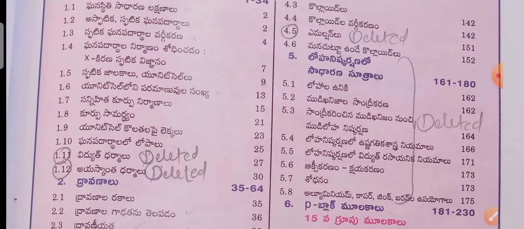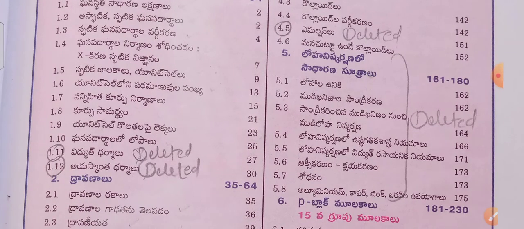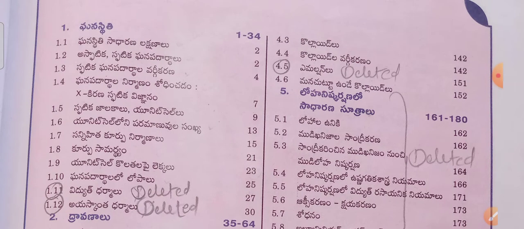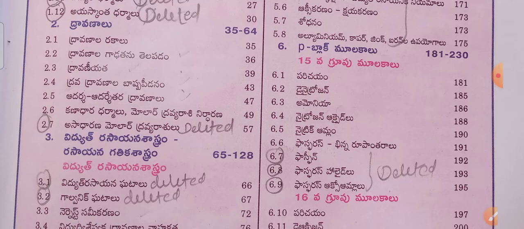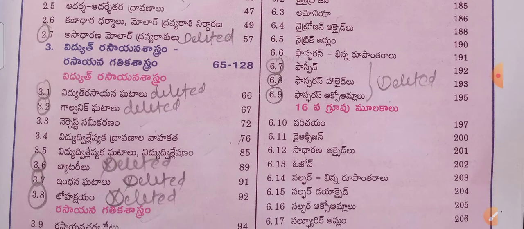Okay, unit 1. In unit 1, 1.11 and 1.12 are deleted. So in the first unit, two topics are deleted. Next, in the second unit, the 2.7 topic is deleted. Next, in the third unit, 3.1 and 3.2, these two topics are deleted, and 3.6, 3.7, 3.8, these three topics are also deleted. So under the third unit, 5 topics are deleted.